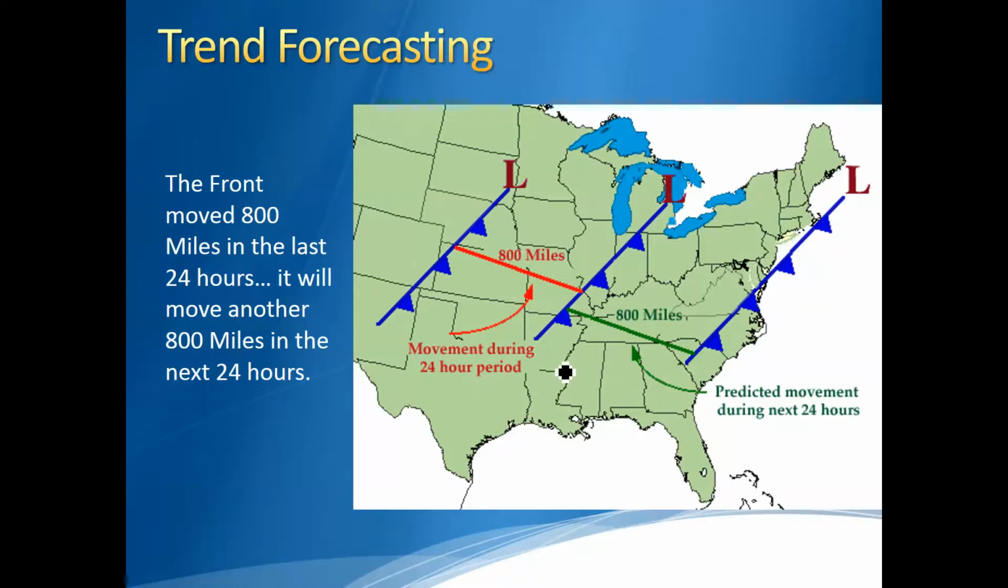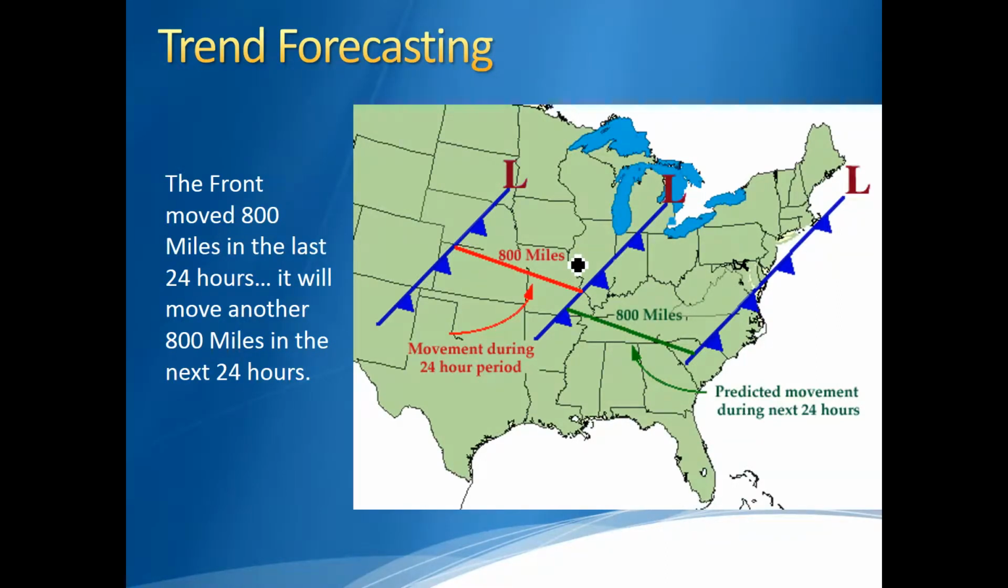And that frontal system moved 800 miles over the previous day. And let's say that it moves another 800 miles from today to tomorrow. Well, assuming that that trend continues, we can assume that it's going to move another 800 miles over the next day. So if it moved 800 miles from yesterday to today, it's going to move another 800 miles from today to tomorrow.